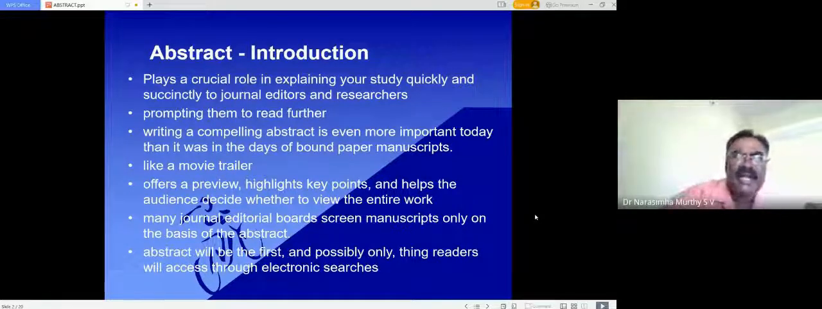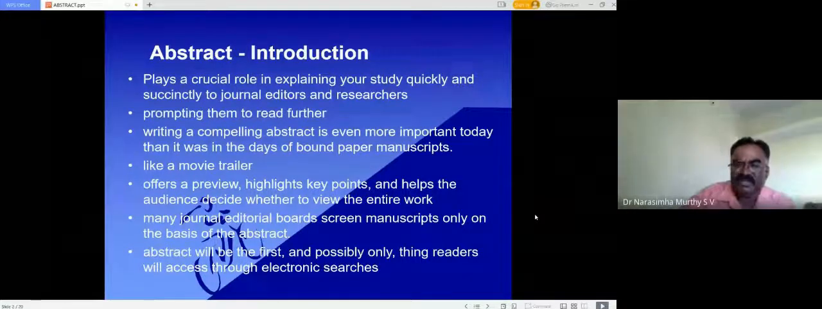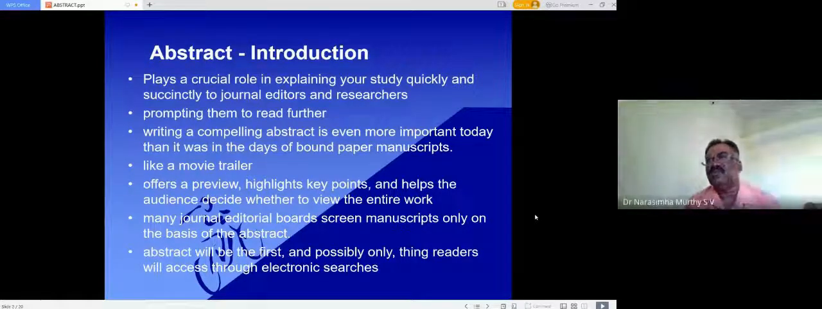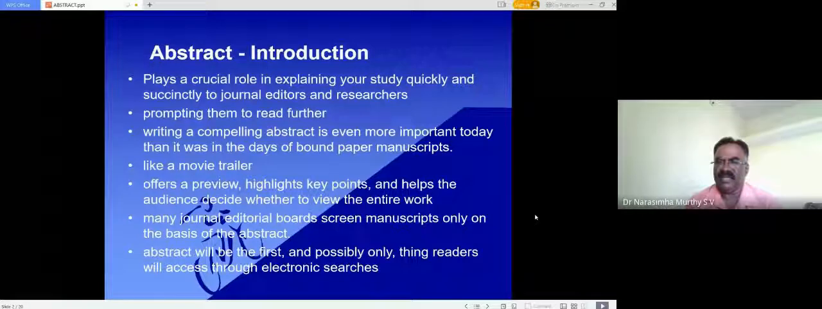And remember, many editorial boards, many editors, many journals first screen manuscripts. They decide to take the manuscript only after they are convinced by your abstract. The abstract becomes the major factor for them to look into the complete paper. Therefore, a good abstract always catches the attention of the researcher as well as the editor.